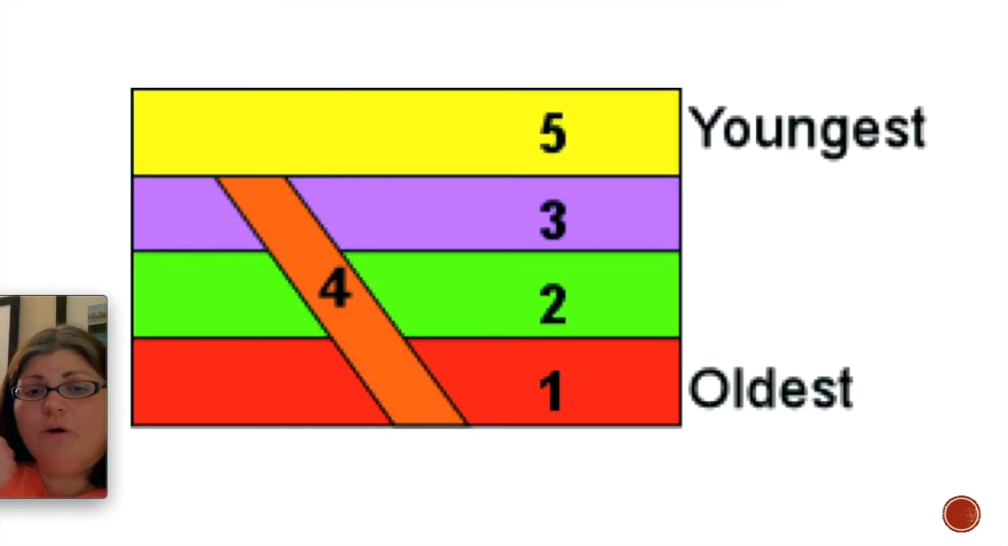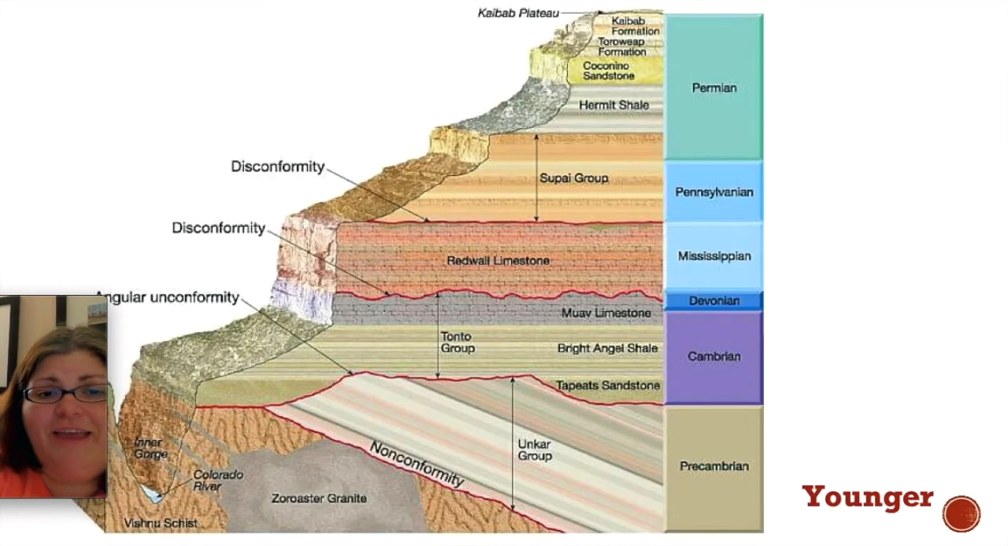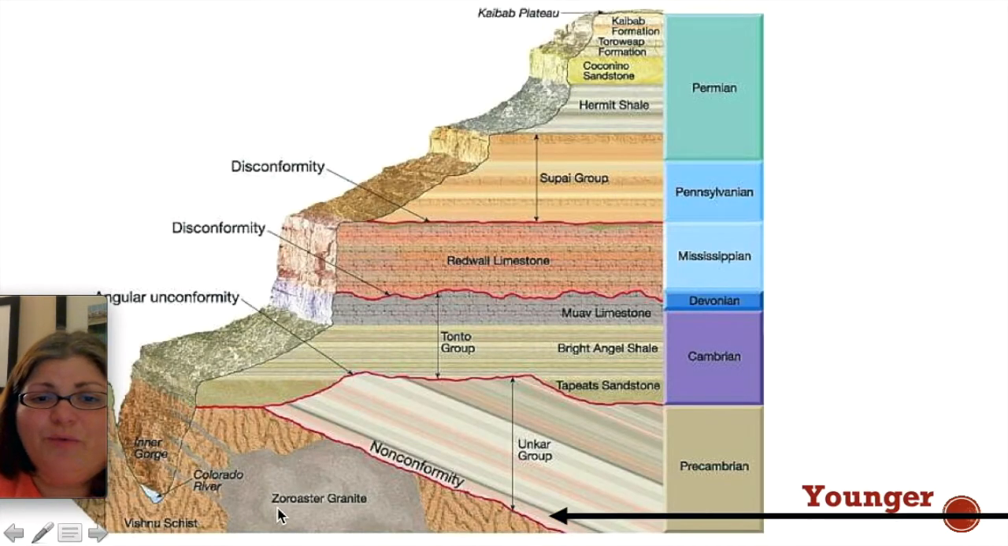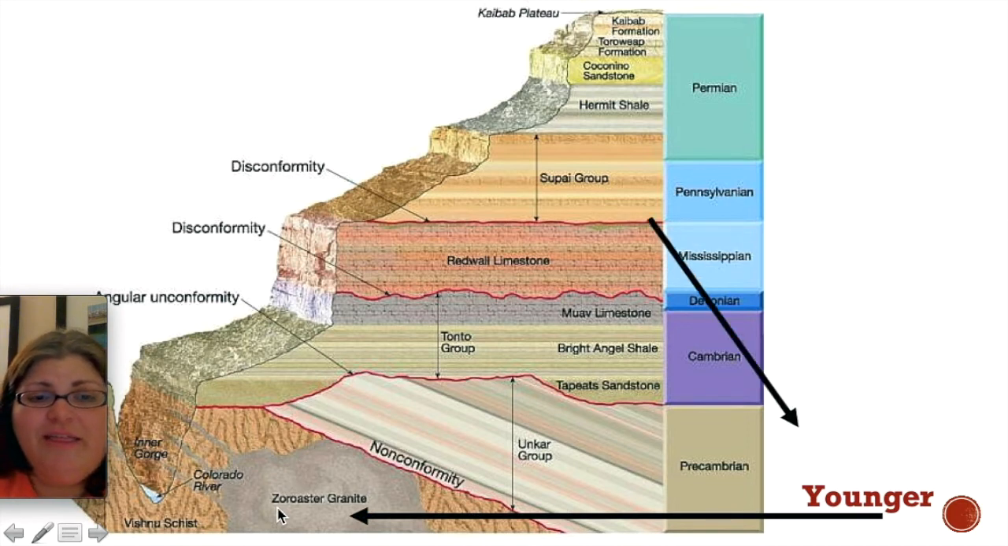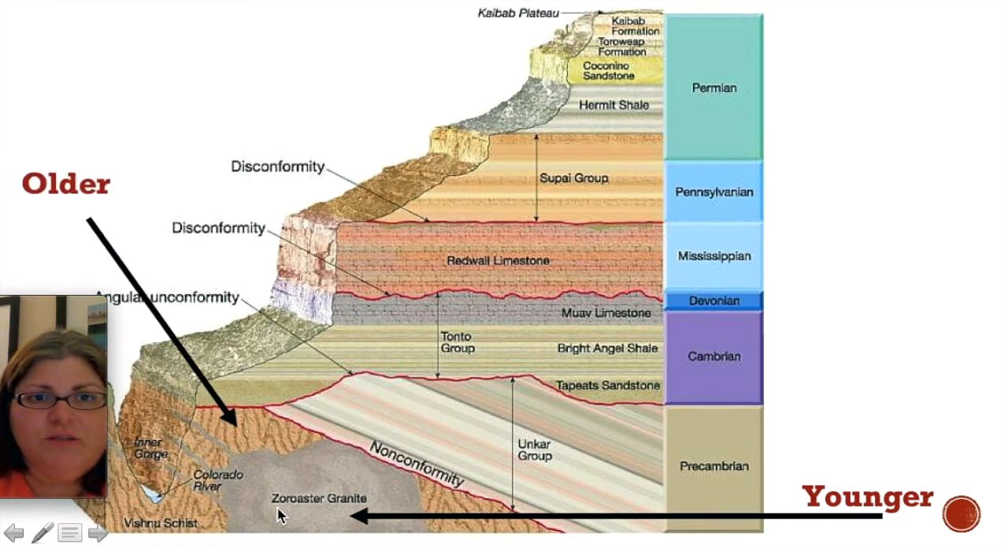So, according to the principle of cross-cutting relationships, number 4 cuts across strata 1, 2, and 3. So number 4 had to exist after strata 1, 2, and 3 existed. So it is the 4th oldest. In the Grand Canyon, we see granite, which is an igneous rock, that's intruded into schist, which is a metamorphic rock. And so we know that the granite has to be younger than the schist.